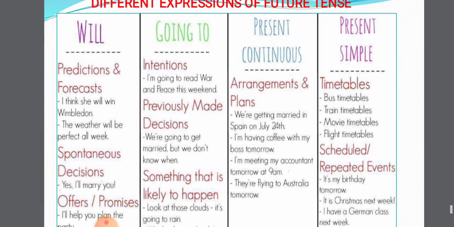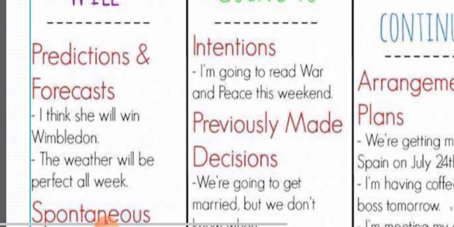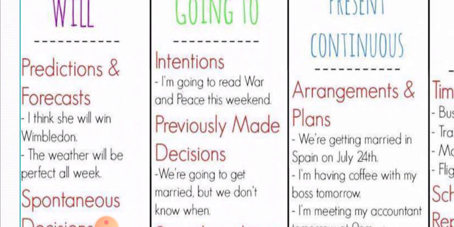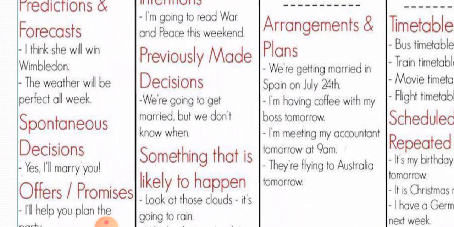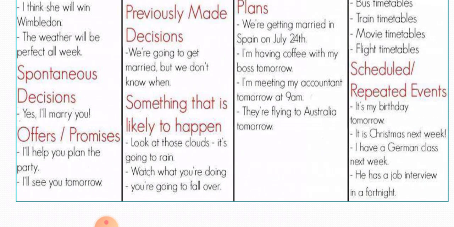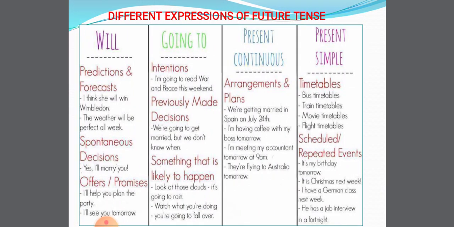So we'll see. Will is used to express predictions and forecasts. I think she will win Wimbledon. The weather will be perfect all week. Now spontaneous decision: yes, I will marry you. Then offers and promises: I will help you plan the party. Then, I'll see you tomorrow. So these are the specific uses in the future tense where will can be used: predictions or forecasts, spontaneous decisions, offers or promises.